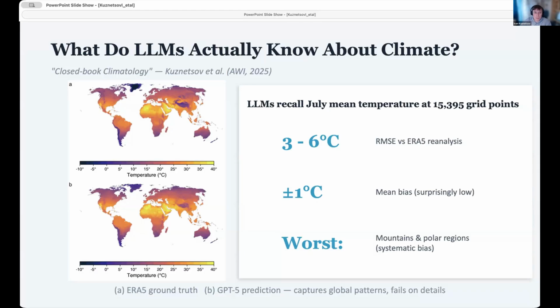So the message is mixed. LLMs do contain some climate knowledge, but we should not treat that knowledge as reliable climate data.